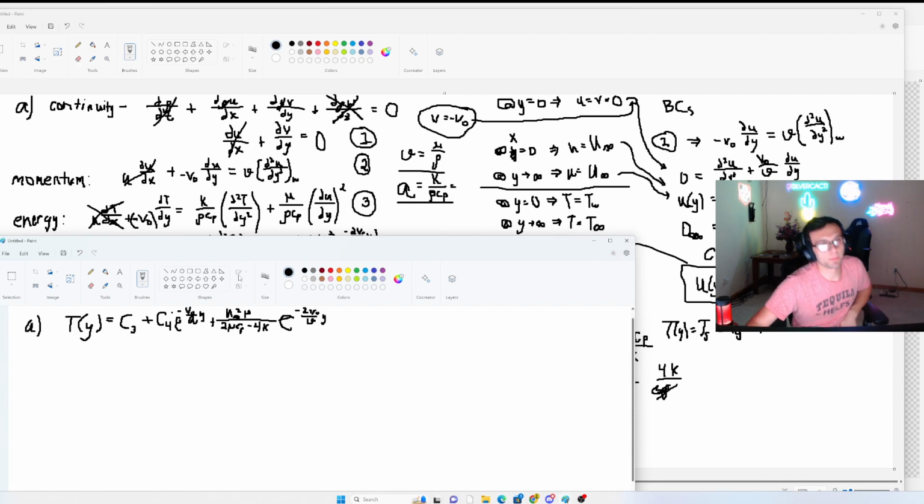Alright, and applying both the boundary conditions, at Y equals 0, T equals T sub W, so it's going to be T sub W minus U infinity mu over 2 mu CP minus 4K equals C3.